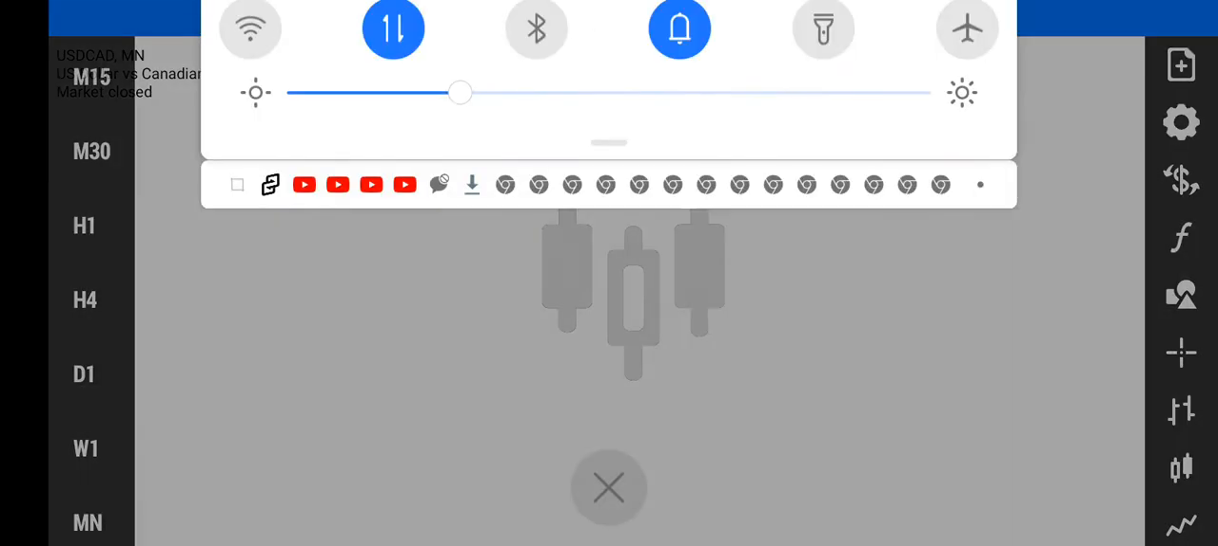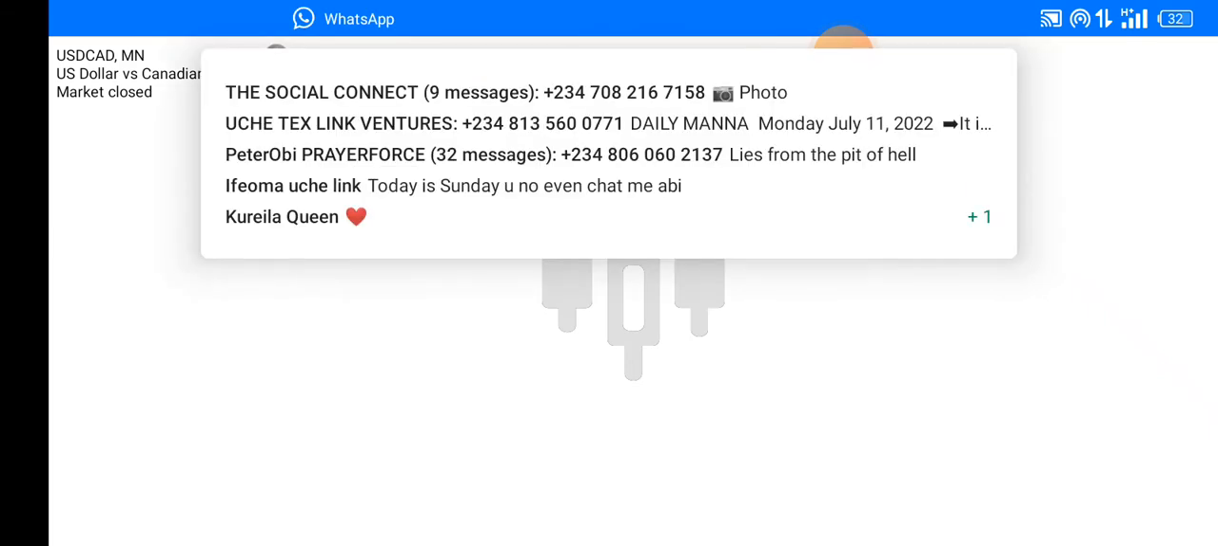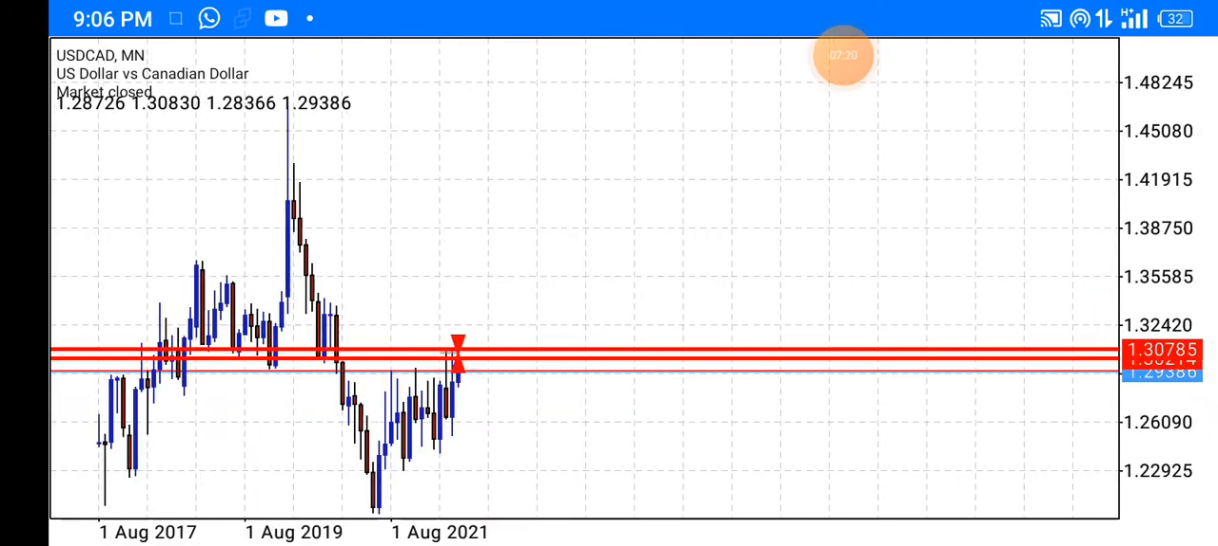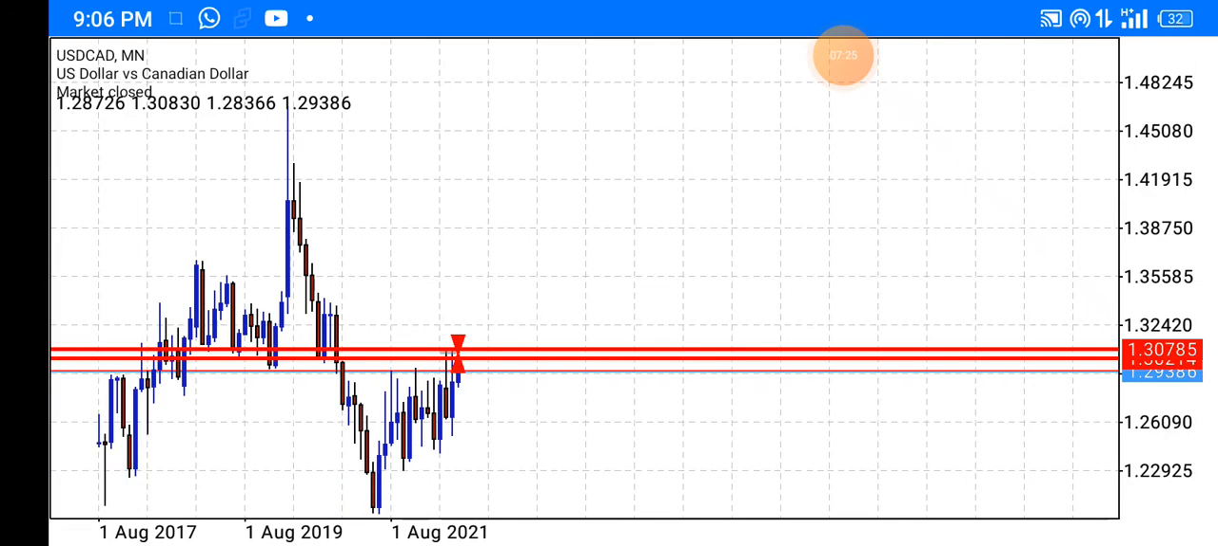On the USD, just like what we found out after the NFP release on Friday, there are more jobs open in the US, which shows that the US is going to be very strong against other currencies in this month we are in now. So we are expecting the US currency to be strong against other currencies.